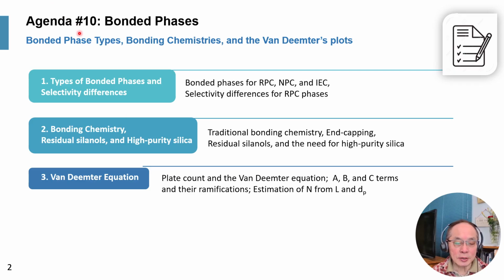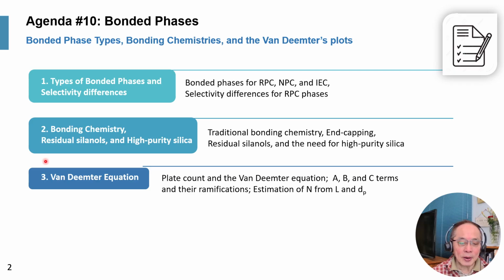Here's the agenda on episode number 10. We will talk about bonded phase types, bonding chemistry, and the Van Deemter plot. So here are the three different sections. First one is types of bonded phase and selectivity differences. We discussed bonded phases for reverse phase, normal phase, ion exchange, and selectivity differences for reverse phase bonded phases.